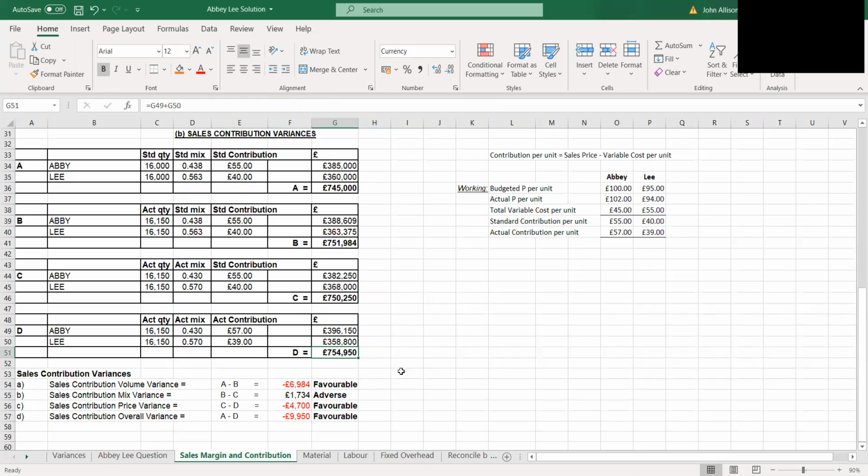So we've got then the sales contribution variances. Here we have to calculate them next. To get the volume variance, it will be A take away B, which gives us a favourable. B take away C for the mix variance. The price variance is C take away D, which is the C here, take away D here. Then the overall contribution variance is A take away D, which gives us 9,950. Okay, so that's how to calculate the sales margin variances and sales contribution variances.